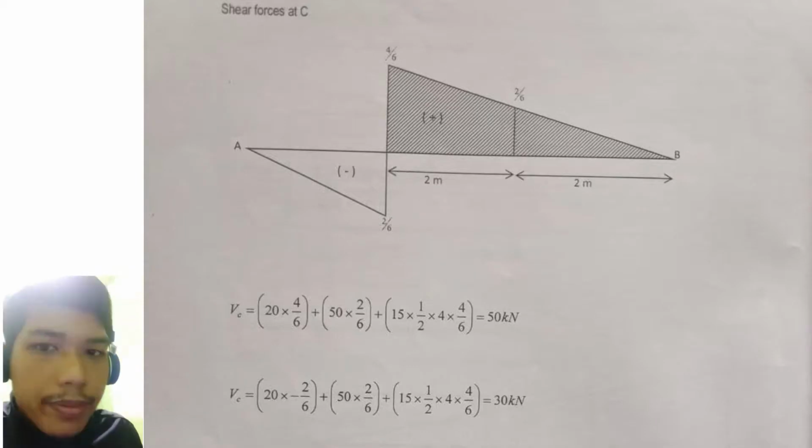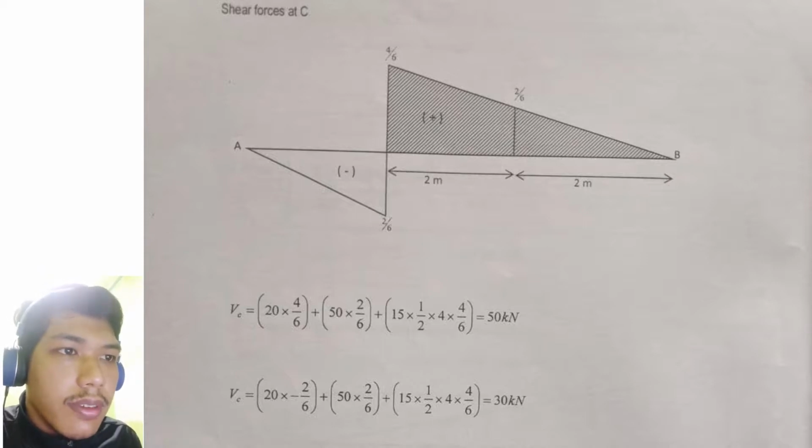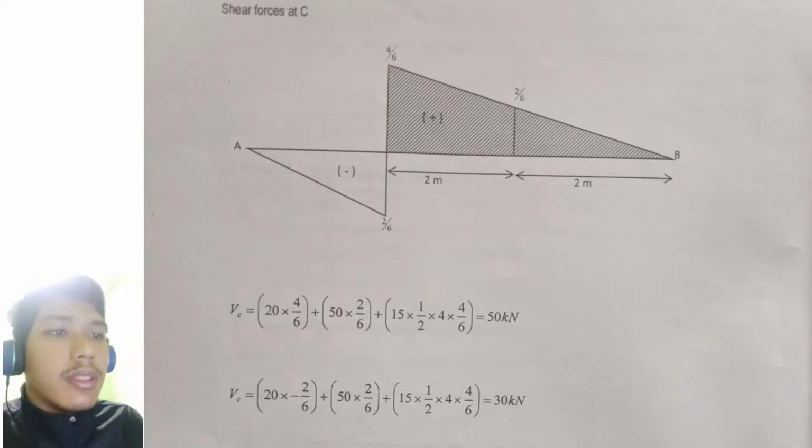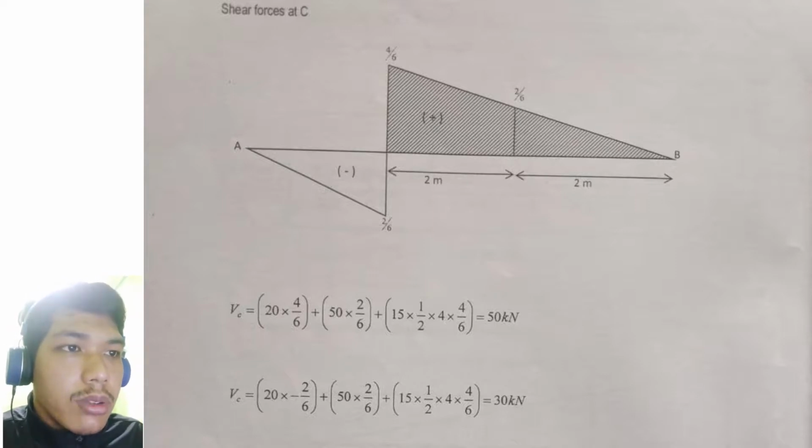For the next one, the shear force at C, by the look of this diagram, it has an upside down part and a normal side of the diagram. So for this, we have the negative and positive parts. The positive part is 2 meters and 2 meters. From the start of the upside down part to point B, we have 4 meters.